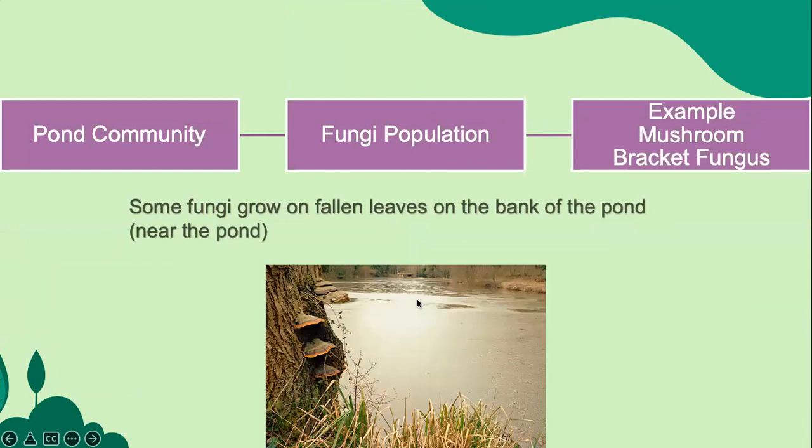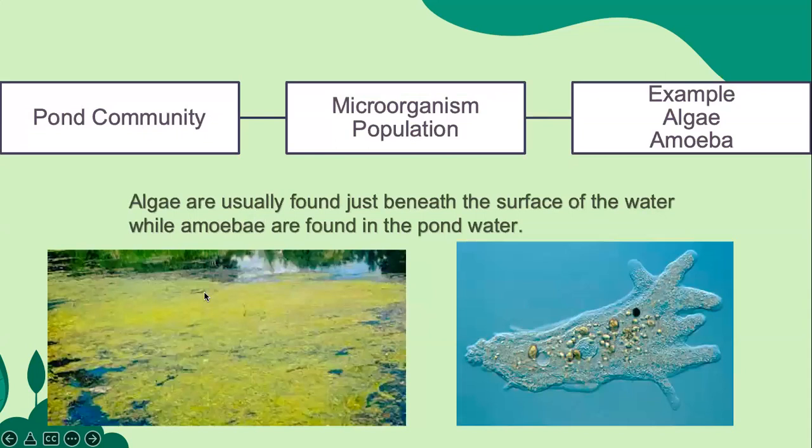All right, so now we look at the fungi population. Fungi that grow on fallen leaves on the bank of the pond, near the pond, are considered part of the pond community. Some examples are bracket fungus and mushroom. So all this bracket fungus near the pond is part of the pond community as well. Next, we have microorganisms. We do have some tiny microorganisms living in the pond as well. We have algae, found beneath the surface of the water, and others found inside the water itself.